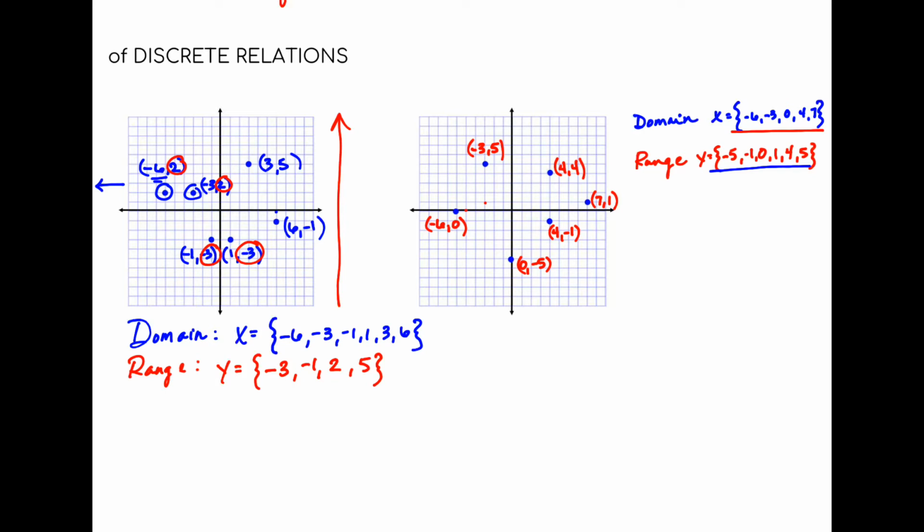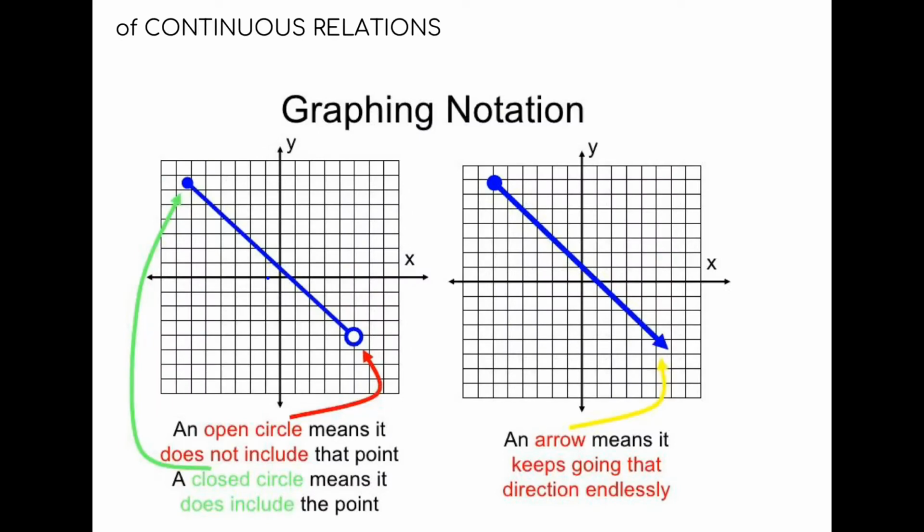But when we have a non-discrete function or relation, for example, like continuous relations where all of the solution points are connected with a line or a curve, it becomes a little bit more complicated. So let's talk about notation for a moment. So below here we have two continuous functions. Notice that here we have a closed circle on the end of this graph. We have a closed circle on one end and an open circle on the other.